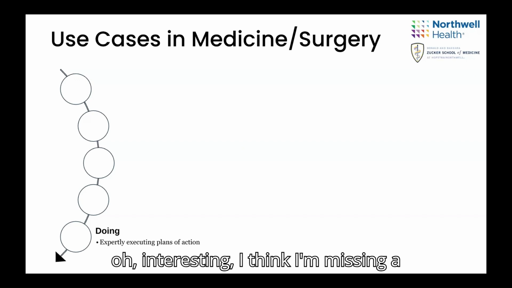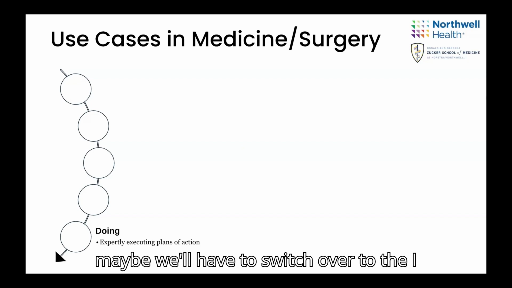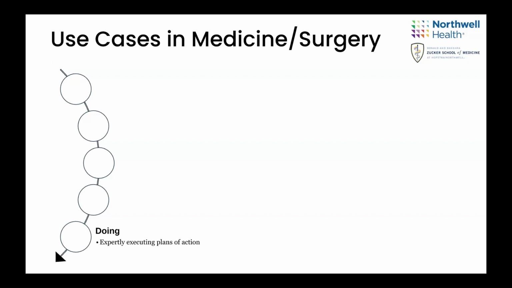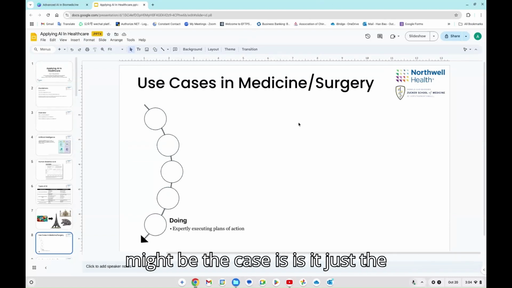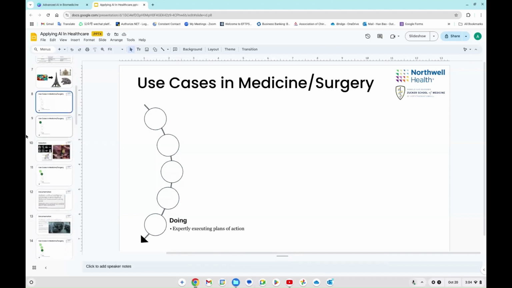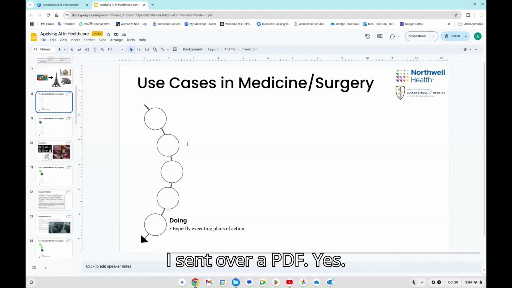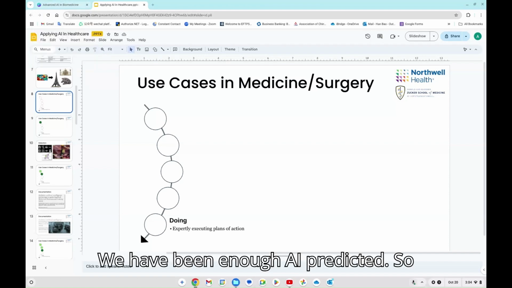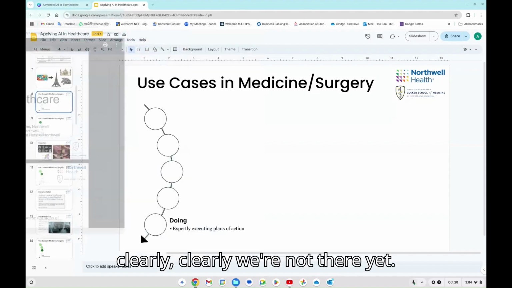Oh, interesting. I think I'm missing a lot of text here. Maybe we'll have to switch over to the... I don't know what happened there. I think it might be the text color? No, there's no text here. I sent over a PDF. Maybe we can switch to that. We had good enough AI, we predicted this. So clearly we're not there yet.